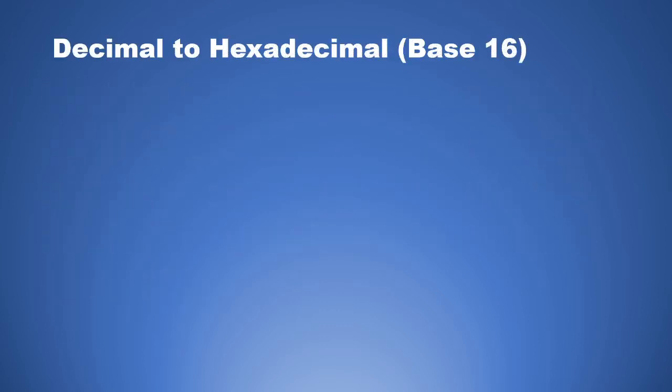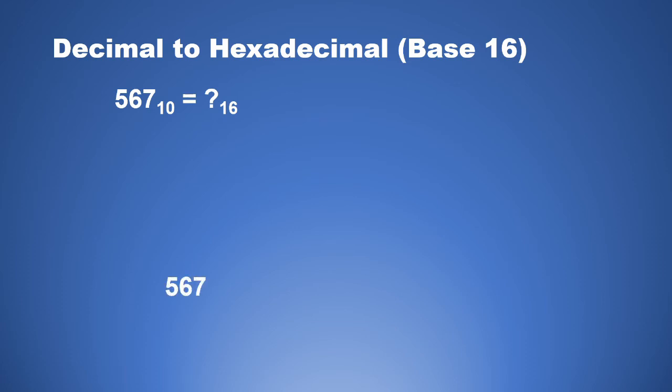Let's take, for example, decimal to hexadecimal number system. We know that the hexadecimal number system has a base 16. The base is 16. So for example, the given value in decimal is 567. How do we convert it to hexadecimal?